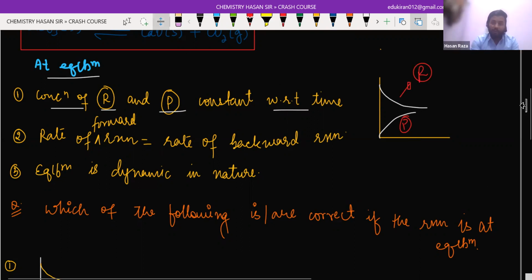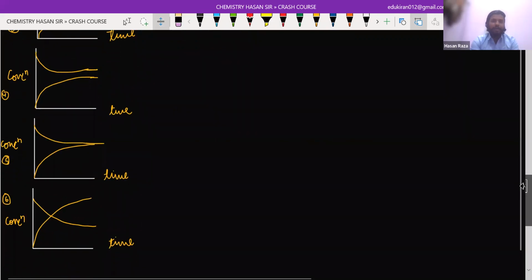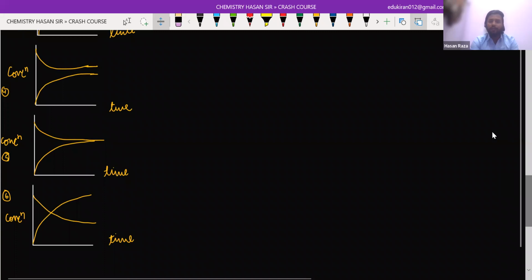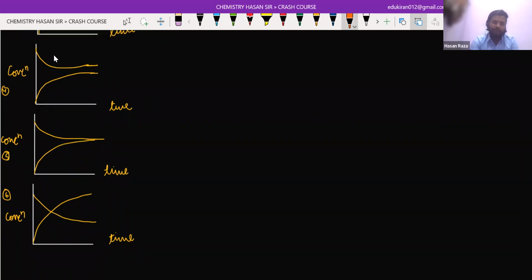Okay. So at equilibrium, the concentration of reactant and product are constant. You can see this is for reactant, this is for product, this is for reactant, this is for product, this is for reactant, and this is for product. And if you read the graph, after some time, it becomes constant with respect to time. That means the fourth graph, D, is correct. This graph is between concentration versus time. This graph also tells you that after some time, it becomes constant. They may be equal, that is another thing, but they become constant. That means this is also true.